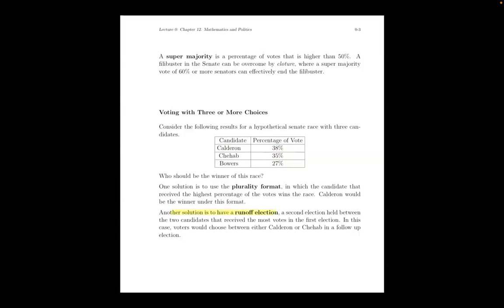So this is yet another method we might use. In a runoff election, we have a second election between the top two candidates. This is a single runoff election because we have the first election to decide who the top two candidates are. That's Calderon and Shihab. And then we're going to have another election between the top two. So this is maybe a reasonable way to do this. In this case, we'd be choosing between Calderon and Shihab in another election, and then we could really see how many of Bauer's voters supported one of Calderon or Shihab, one way or the other.